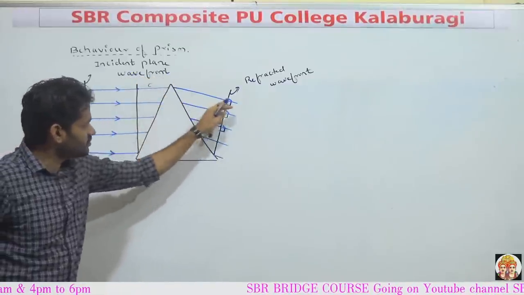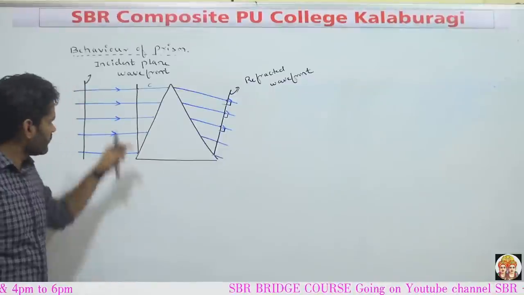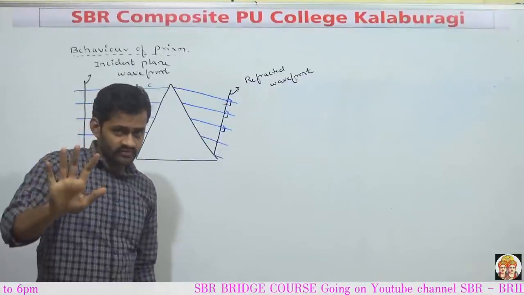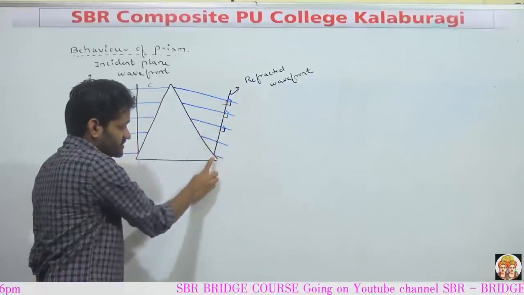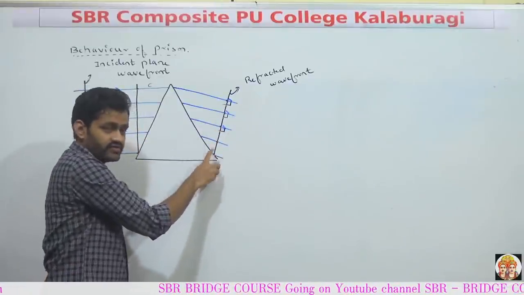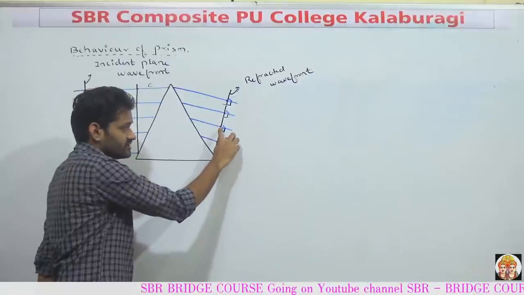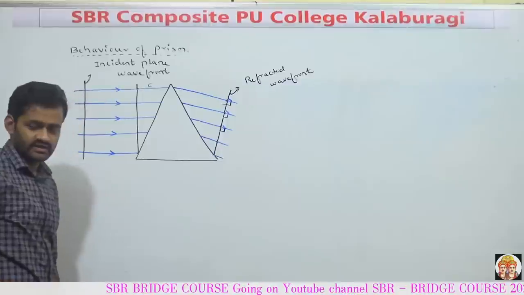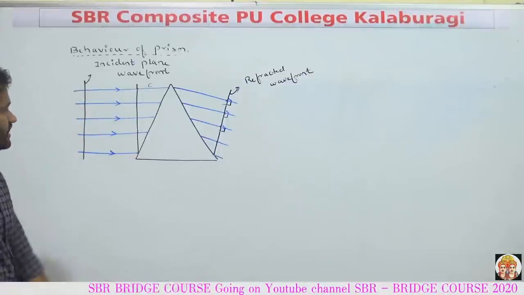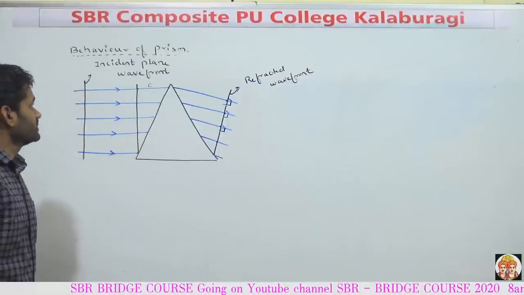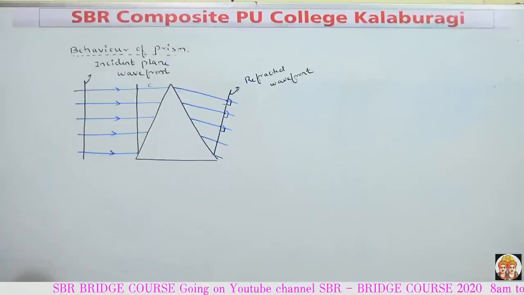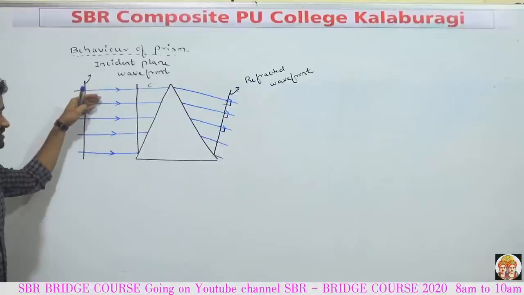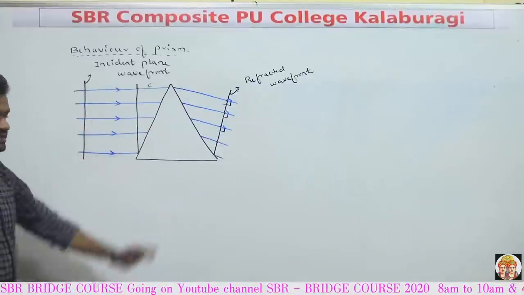This distance is more than this distance. Why? Because these are in the same phase; only same-phase particles have to be joined. With this particle, which one is in the same phase? This particle, and you have to join all those particles, and you will get the refracted wavefront. This is the behavior of a prism when parallel rays of light are incident on that prism.